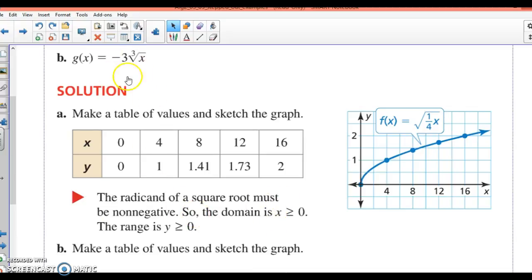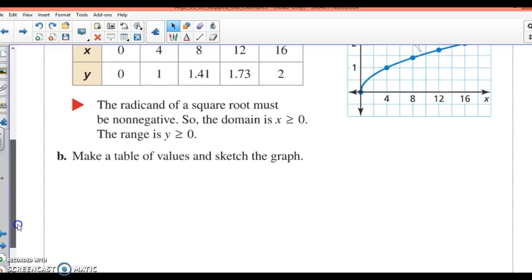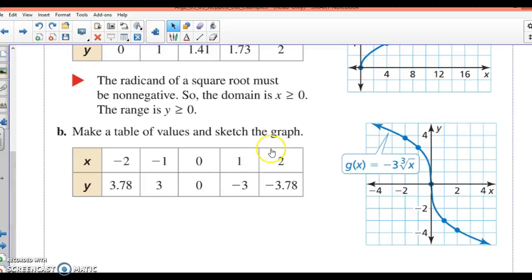Okay, so now let's look at this second example, negative 3 times the cube root of x. Again, I want to make a table of values and sketch the graph. Since I'm looking at the cube root function, I always start with 0. It's just a simple place to start. But then I come up with a couple of positive values and a couple of negative values to add to my table so I can sketch it. So I plug each of these into my original equation.